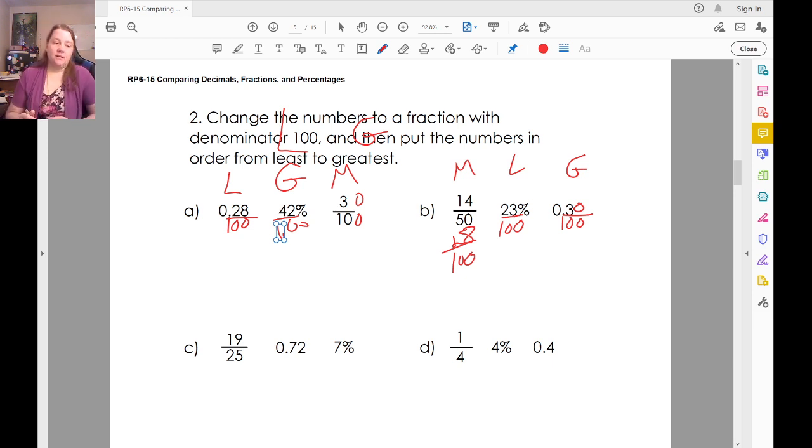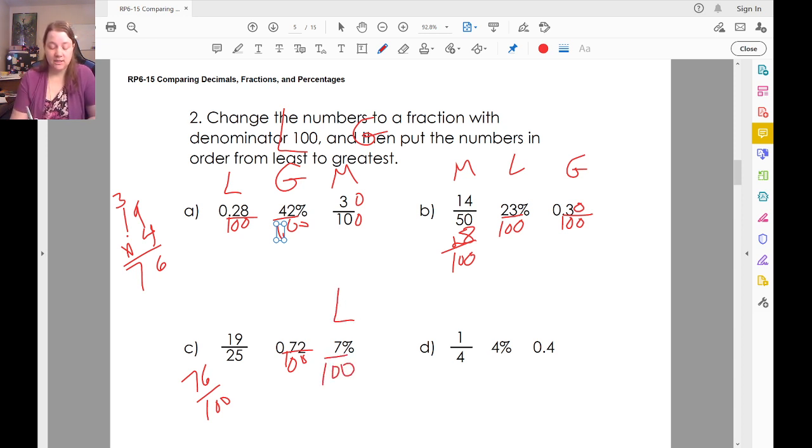For letter C, we have 19 over 25. We know that 25 times 4 is 100. So 19 times 4. 9 times 4 is 36. 4 times 1 plus 3 is 7. That becomes 76 over 100. 72 hundredths is 72 hundredths as a fraction. 7% is 7 over 100. 7 is the least one there. 76 over 100 is the greatest, leaving 72 hundredths in the middle.